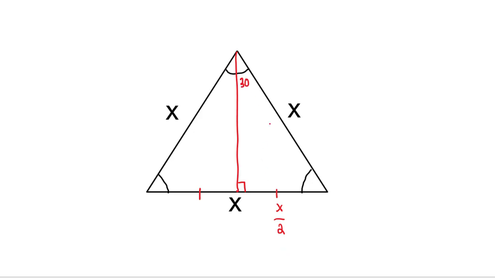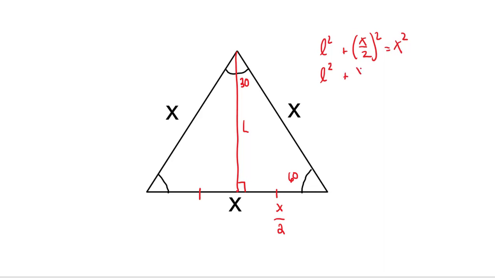So this angle here is 30. This angle here is 60. And so we have this third leg, okay, I'm going to call it L for leg. And so to find that leg, we have L squared plus x over 2 squared is equal to x squared. And again, remember, I'm solving for this L. Yes, I realize it's going to be in terms of x.